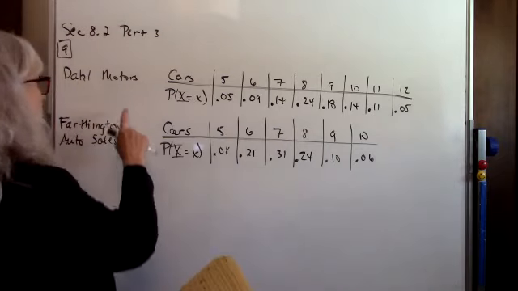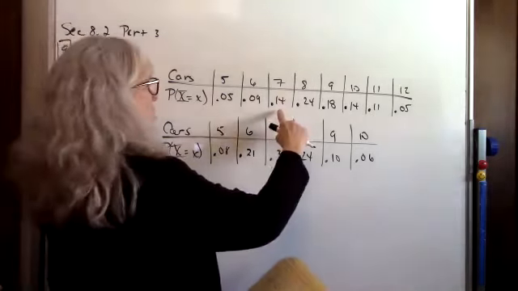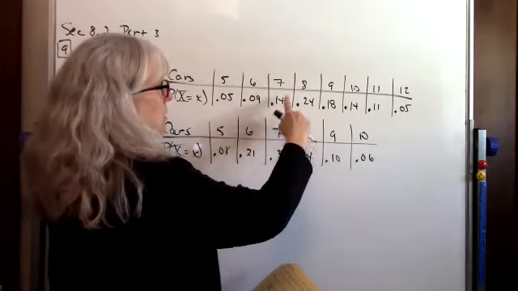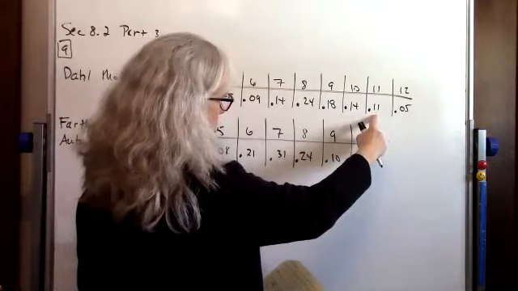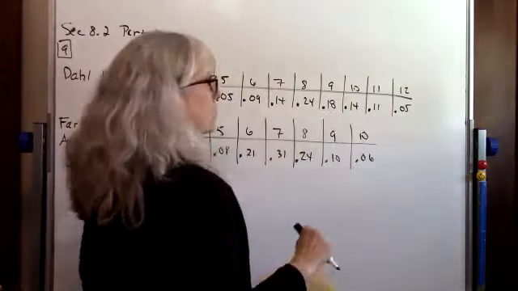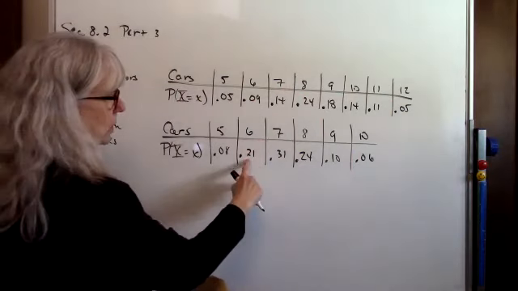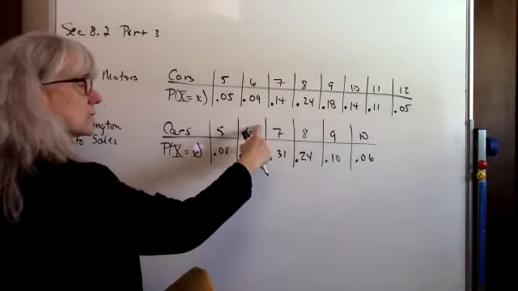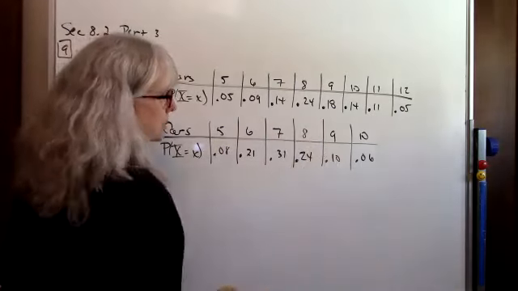So we have 2 different companies. We have the Dahl Motor Company. So we can say that there's a 14% chance that they're going to sell 7 cars in a given week, or there's an 11% chance that they'll sell 11 cars in a given week. For the Farthington Auto Sales, there's a 21% chance that we're going to sell 6 cars in a given week, or a 10% chance that we're going to sell 9 cars in a given week.